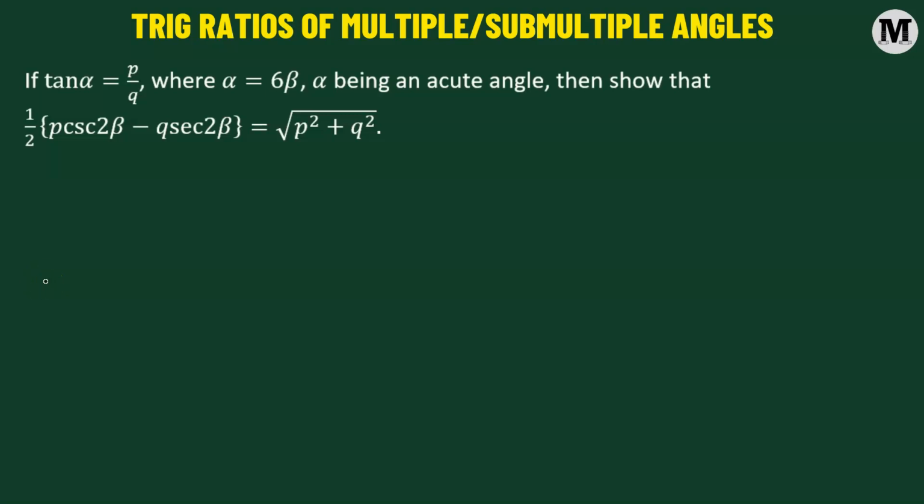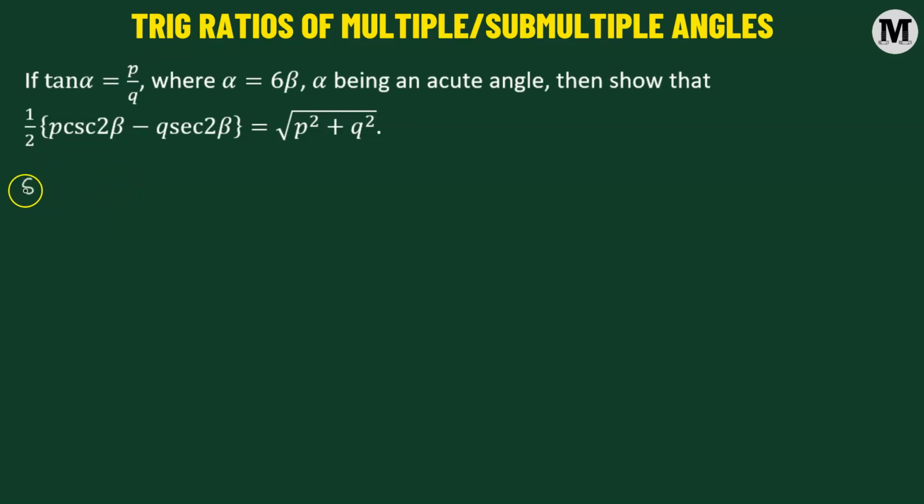So in this problem, it's given here that tangent of alpha equals P over Q, and alpha equals 6 times beta. Alpha is an acute angle. We need to show that half of P cosecant of 2 beta minus Q times secant of 2 beta equals square root of P squared plus Q squared.